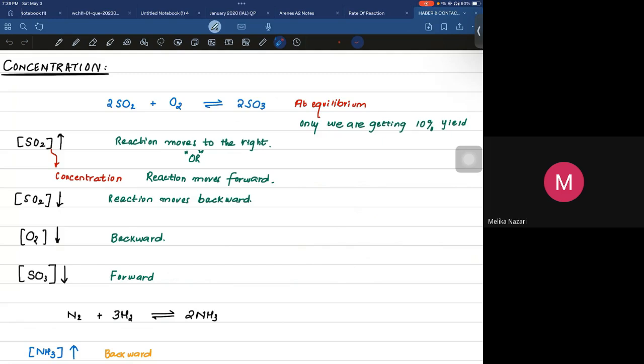Then he was worried about that. What should I do? How can I increase the amount of product? Because the reaction is reversible, when the reactant changes into product, the product changes back into the reactant. Then what can I do? So then he had a solution that is known as Le Chatelier's principle.